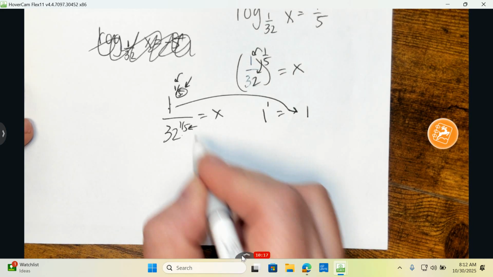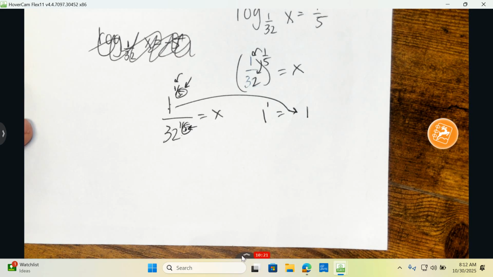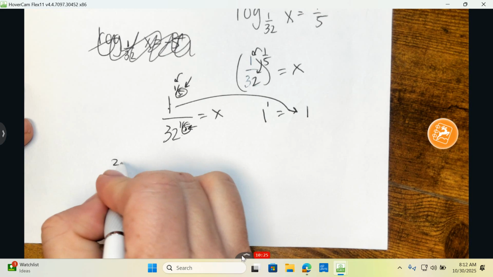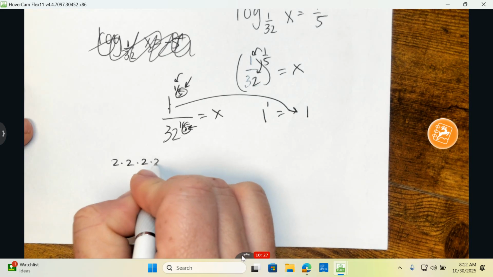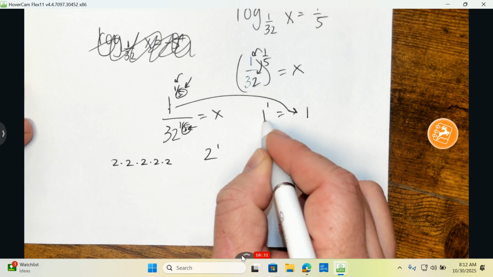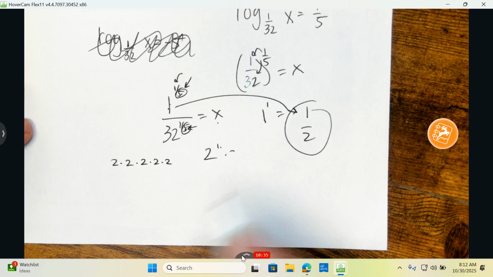We're going to do the same concept down below. So we're asking ourselves, what times itself 5 times equals 32? 2 times 2 times 2 times 2 times 2. You're right, I got to check. 2 times 2 is 4, 8, 16, 32. Okay, that's 2. And then I'm going to raise it to the first power, just like I did here. And 2 to the first is 2. The correct answer for x is 1/2.